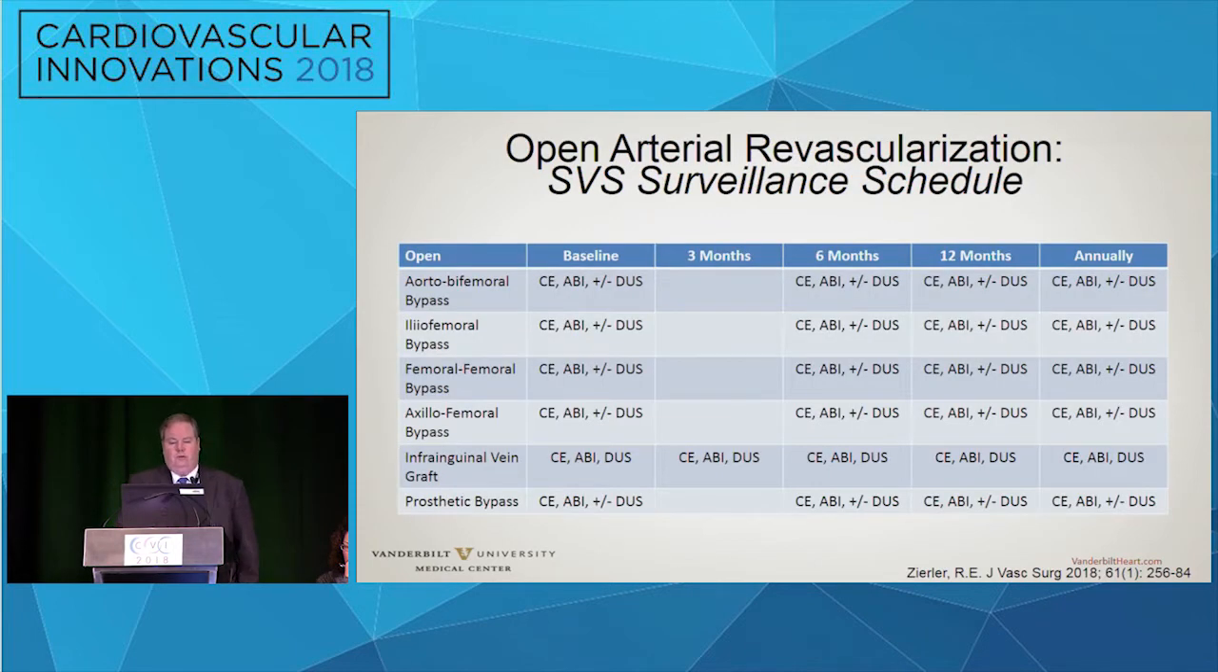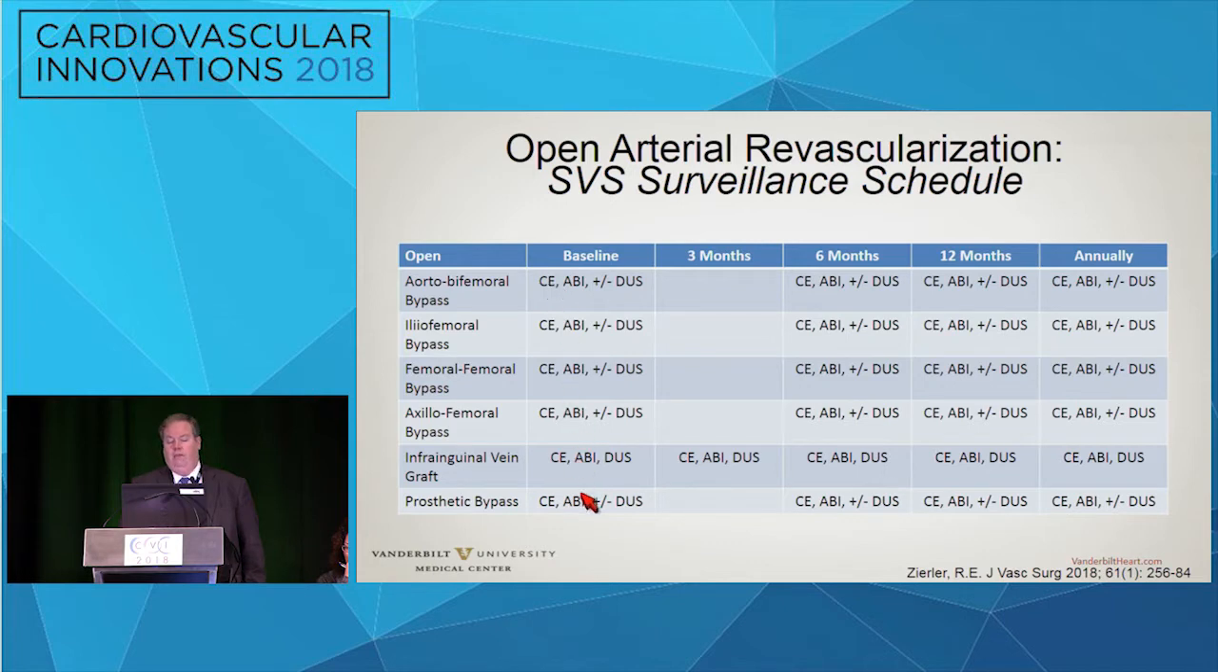So I am happy to say that a group of people got together, and Gene Zierler led this committee, and they created a nice guideline that came out of the Society for Vascular Surgery. And because I actually do this in this order already, I think they're geniuses. And this is what they recommend. So CE is clinical examination, ABI is obvious, and DUS is duplex ultrasound. And these are the recommendations from the Society for Vascular Surgery that came out this year.